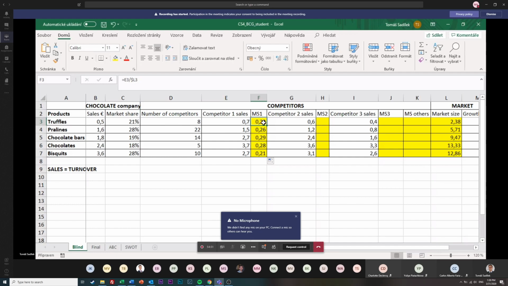And if you calculate this column F, so if you use the formula of E3 divided by $L3, so the competitor one sales by the market size total, then it's quite easy. Then we only have to copy this formula to the market share of competitor number two and to the market share of competitor number three. So you just need to put the formula in the first line, and then copy the formula to the rest of the cells here.